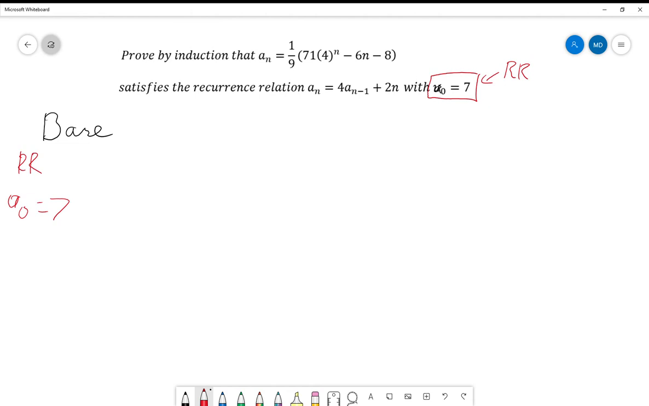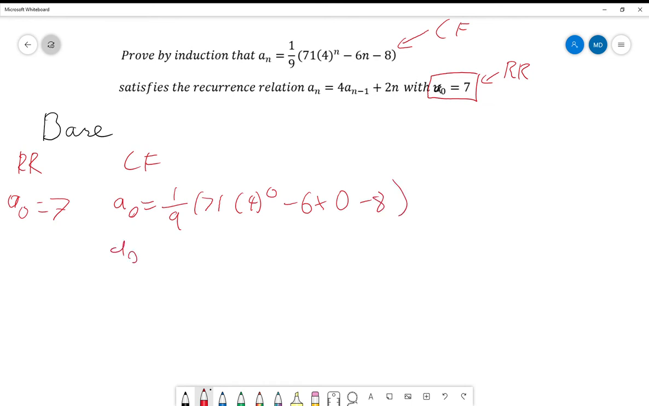Now for the closed form, which is what we need to prove, we have that A0 is equal to 1/9 of 71 times 4 to the power of n, but of course our n is 0, 4 to the power of 0, minus 6 times 0 minus 8.